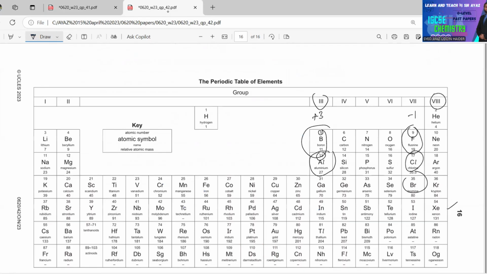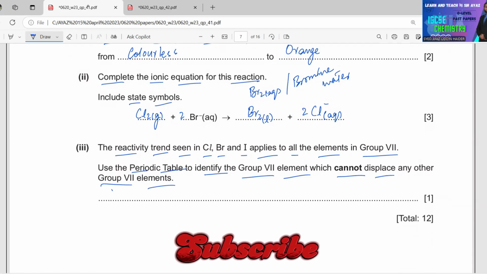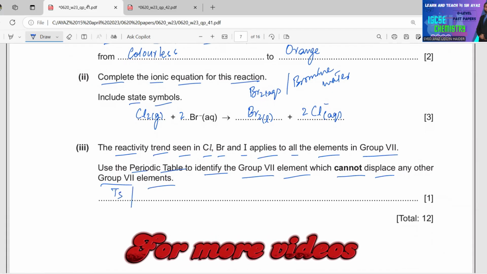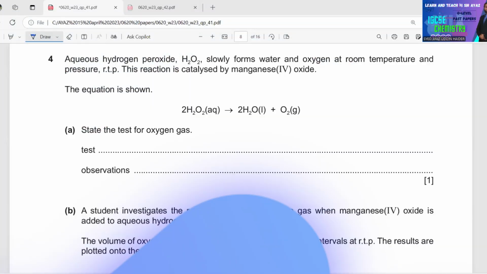So if you look at group 7, we have chlorine, bromine, iodine, astatine, and tennessine. So it must be tennessine that cannot displace any other element in this group. So you write the symbol of tennessine, that is Ts, or you can write the name, tennessine. So here's question number 4.